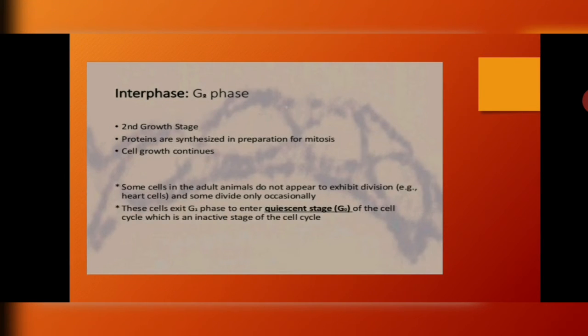Understood, children? The next is the G2 phase, the second growth phase, where the proteins which are required for the mitosis process to occur are synthesized and cell growth continues. After this, there are certain cells which enter the quiescent stage, which is an inactive stage where they will be performing a specific function.